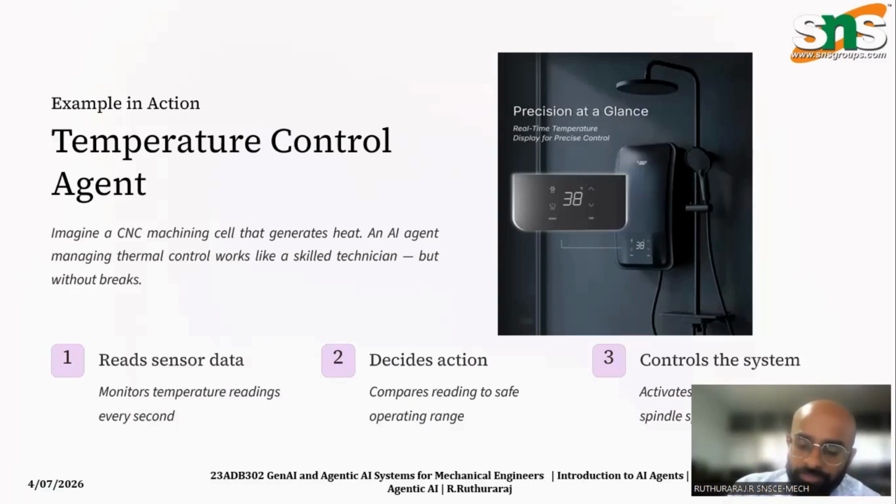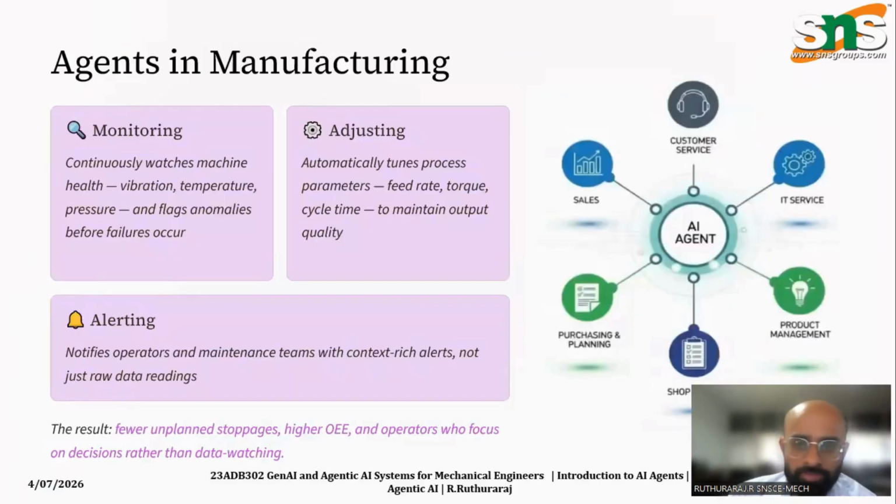Once the tool is activated, it again monitors the temperature. Once the temperature reaches a certain threshold, it will turn off the system automatically. Or if the CNC control unit has been turned off and there is no machining going on currently, then there is no need for air conditioning, no need for maintaining the room temperature. Then the agent will shut off the air conditioning. So this is an example of a temperature control agent.